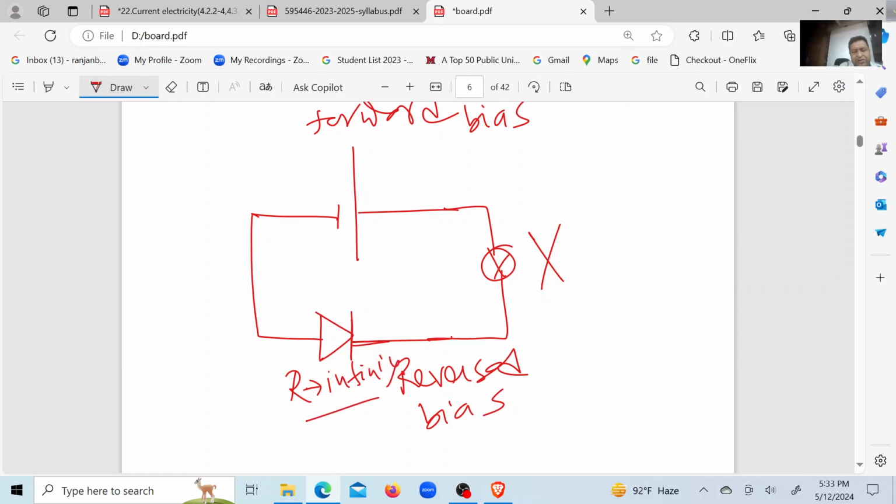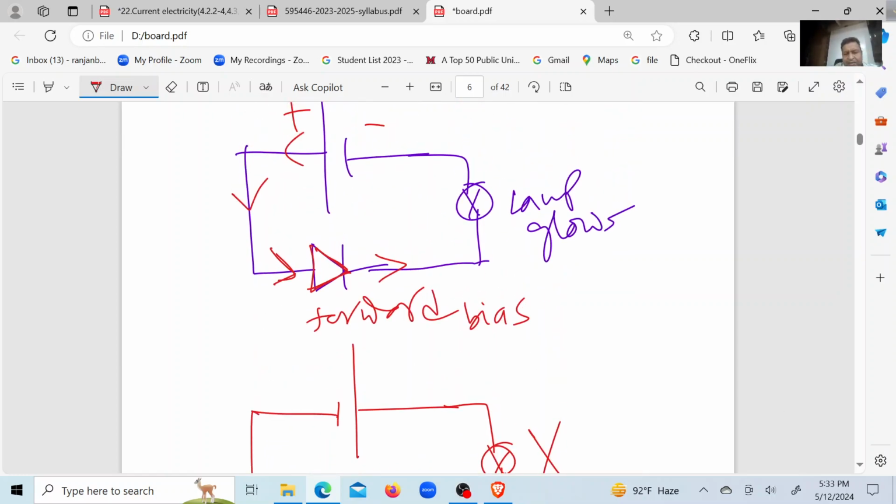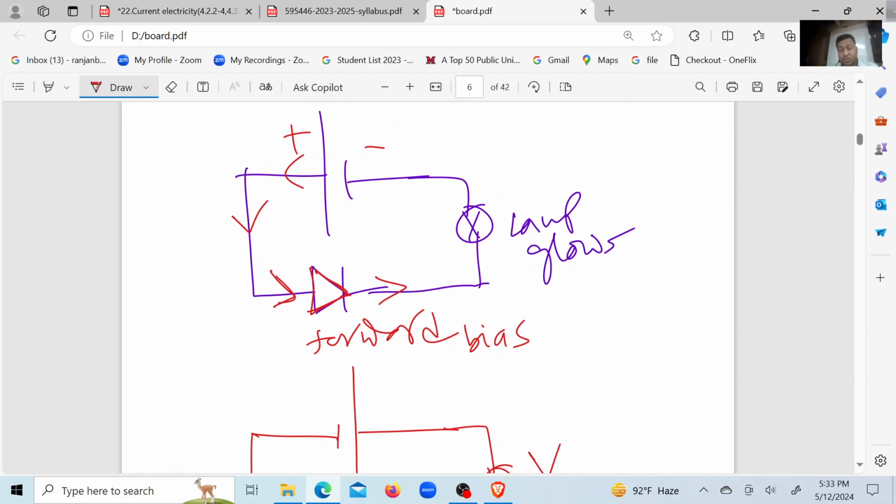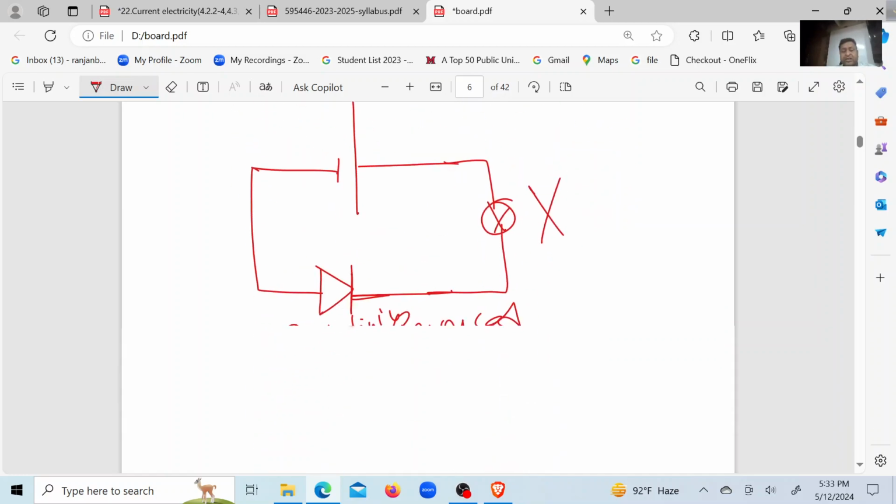The lamp does not glow and the resistance of the diode is infinity. That's why it does not let current through. In forward bias, the resistance is not infinity but very small. Sometimes we consider it zero. The resistance is not zero, but it has a very small value, right? Most of the time we consider it zero.